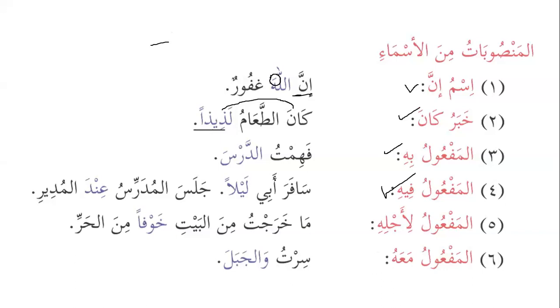So al-maf'ul bihi, the direct receiver of the action. The direct receiver of the action is always mansub. Fahimtu ad-darsa, I understood the lesson. So fahimtu is fi'l plus fa'il, and ad-darsa is maf'ul bihi. Al-maf'ul fihi, as we know, is used for the time. Safara abi laylan, my father traveled in the evening or at night. And jalasa al-mudarrisu inda al-mudiri, the teacher sat with the manager. So as we can see here, inda is also maf'ul fihi because it is used to talk about the place.